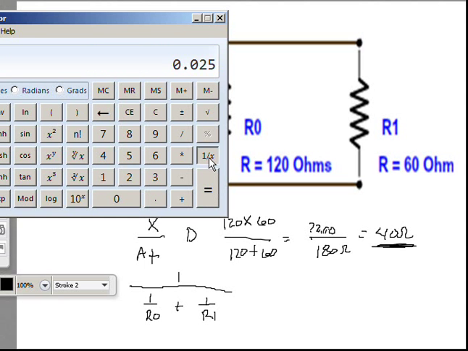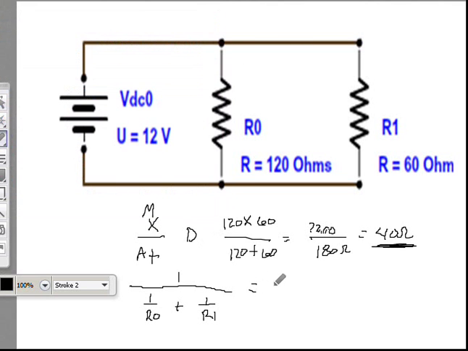And then we go 1 over X, because that's what we end up with there. We'll go 1 over X again. So 0.025 Siemens. That is the total conductance for the circuit. But we know conductance is the reciprocal of resistance. So we'll take the reciprocal of 0.025, and that comes up to 40 ohms. So MAD method or inverse sum of the reciprocals.